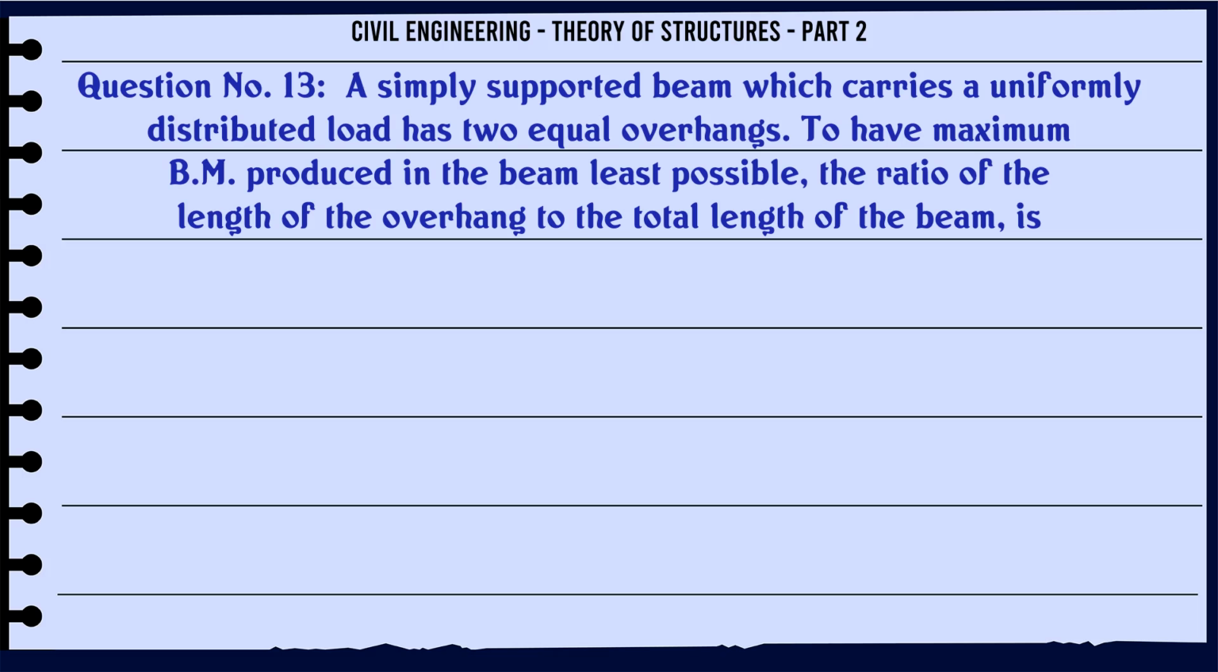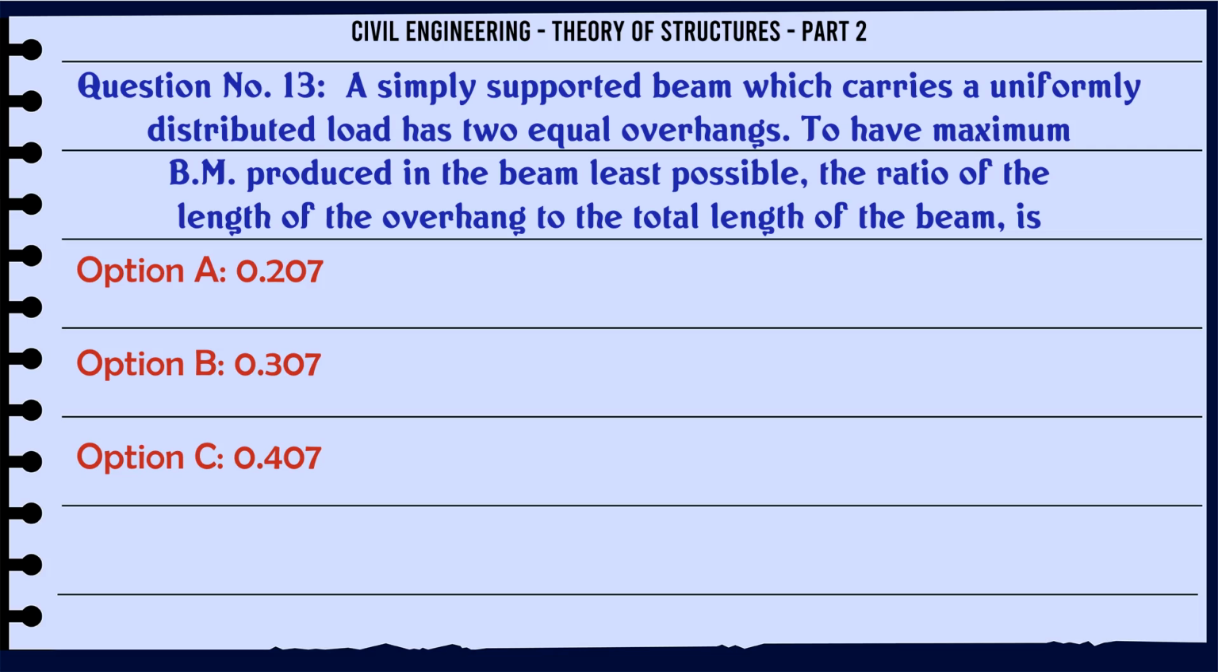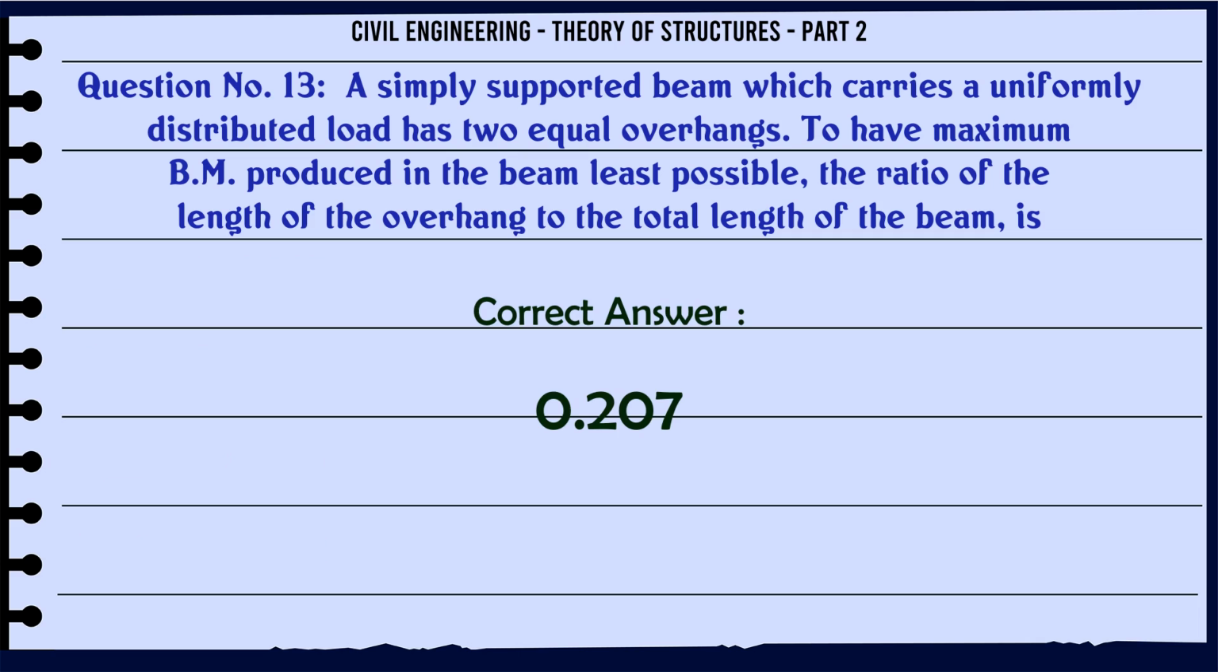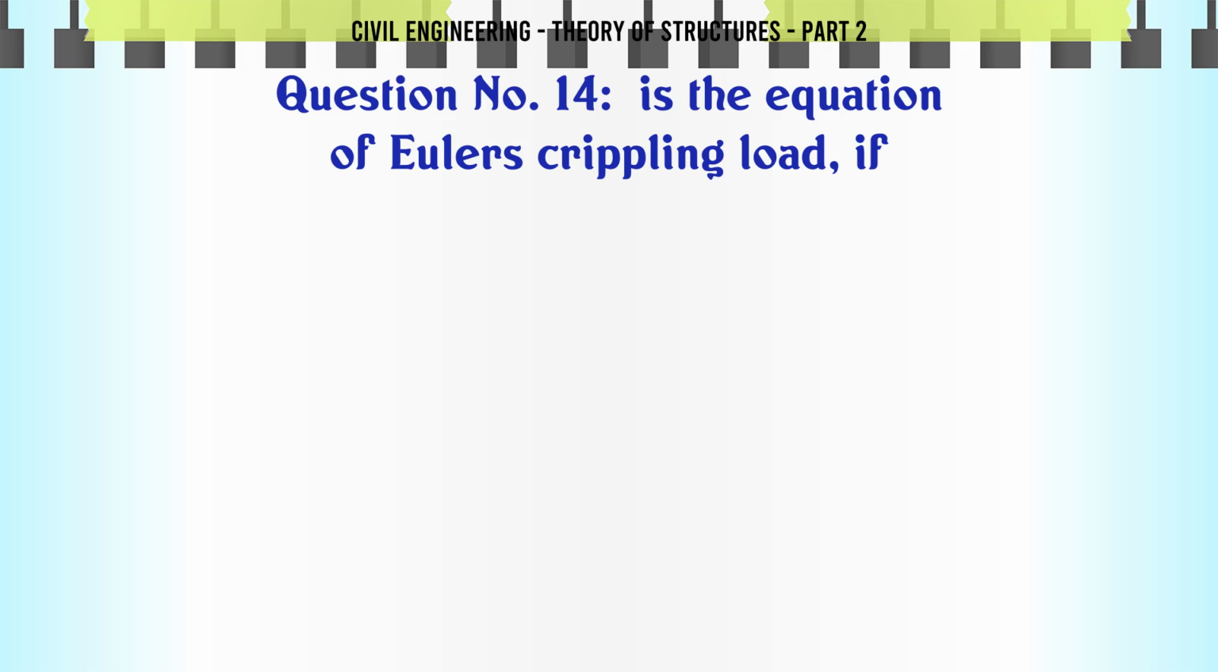A simply supported beam which carries a uniformly distributed load has two equal overhangs. To have the maximum BM produced in the beam least possible, the ratio of the length of the overhang to the total length of the beam is A, 0.207, B, 0.307, C, 0.407, D, 0.508. The correct answer is 0.207.